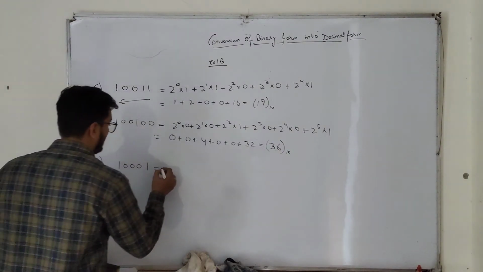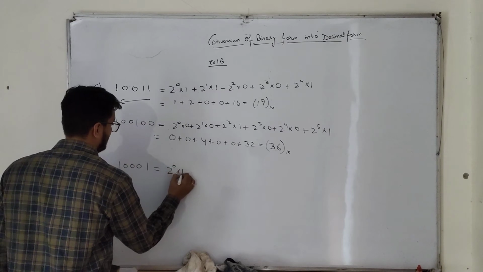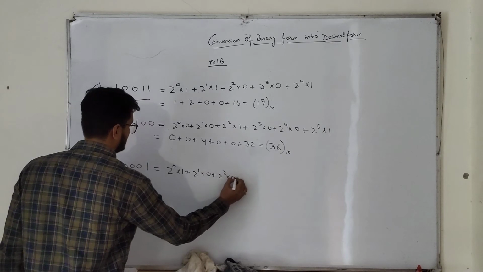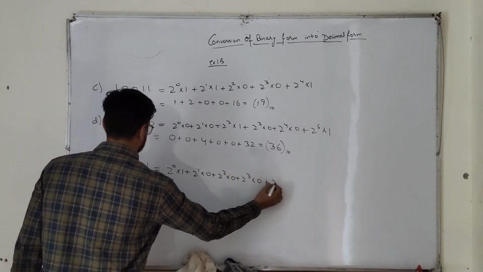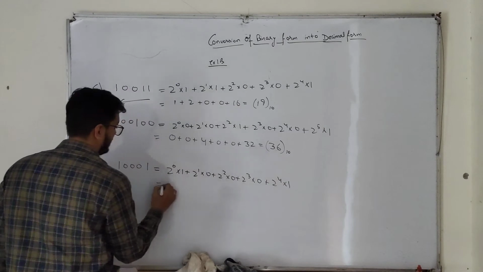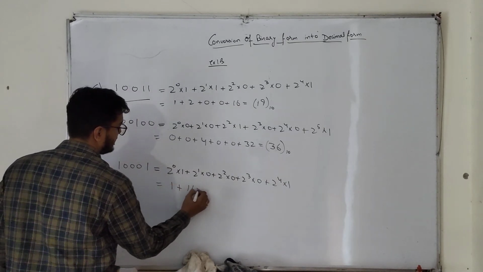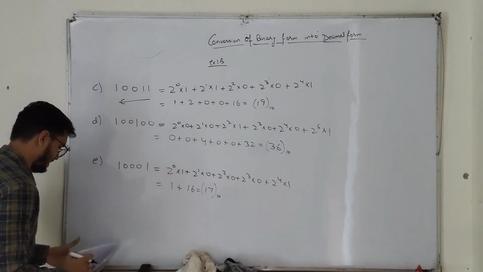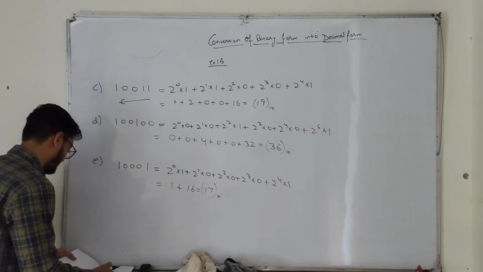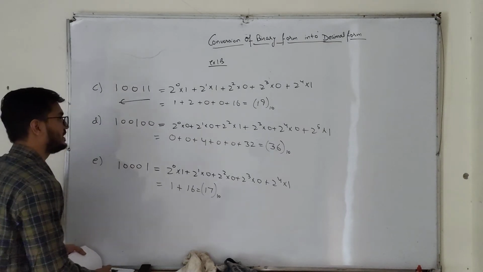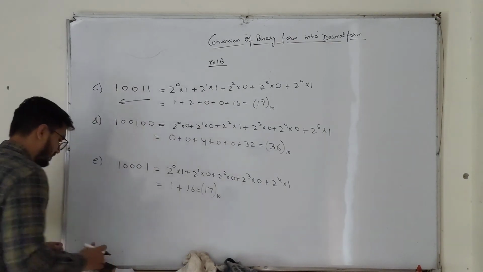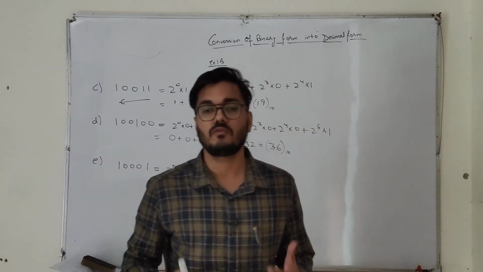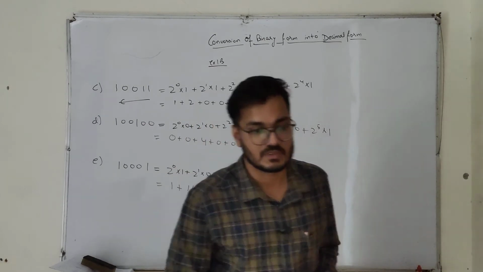Okay, so now let's do it. 2 raised power 0 multiply 1 plus 2 raised power 1 multiply 0 plus 2 raised power 2 multiply 0 plus 2 raised power 3 multiply by 0 plus 2 raised power 4 multiply 1. So 1 plus 16 is 17. So in decimal form, this can be written as 17. Let us check the answers. 17, 36 and then 19. Correct. Now let us know how to add binary numbers, right?